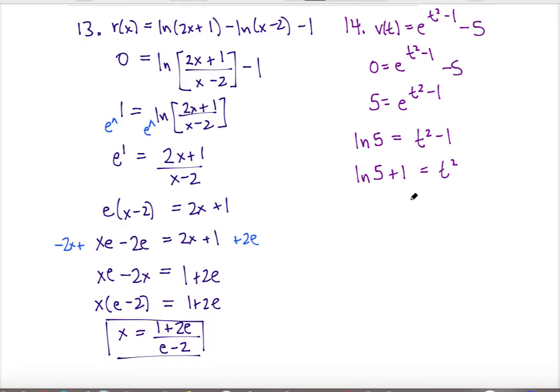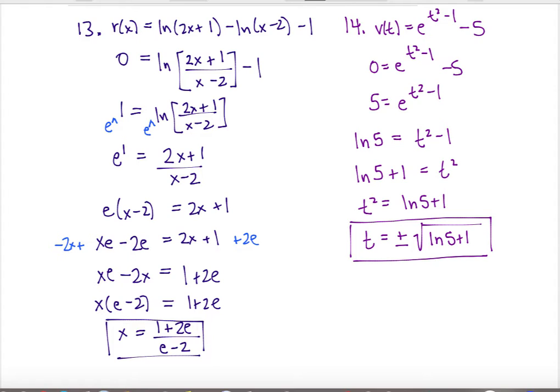equals t squared. I don't like the t, or the variable I'm solving for, on the right-hand side, so I'm going to go ahead and rearrange this. So t squared equals ln of 5 plus 1. Then I'm going to simply square root both sides. So my root is technically a double root here, where I'm going to have the plus or minus of square root of ln of 5 plus 1. So it doesn't look very pretty to have a natural log within a square root, but it is perfectly acceptable because natural log of 5 is just some number.